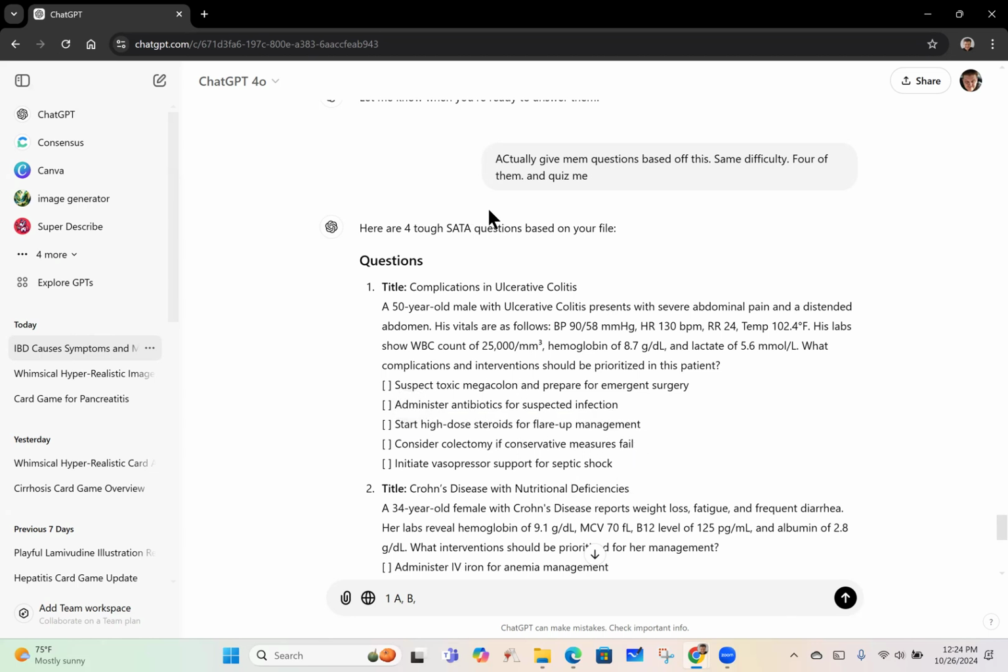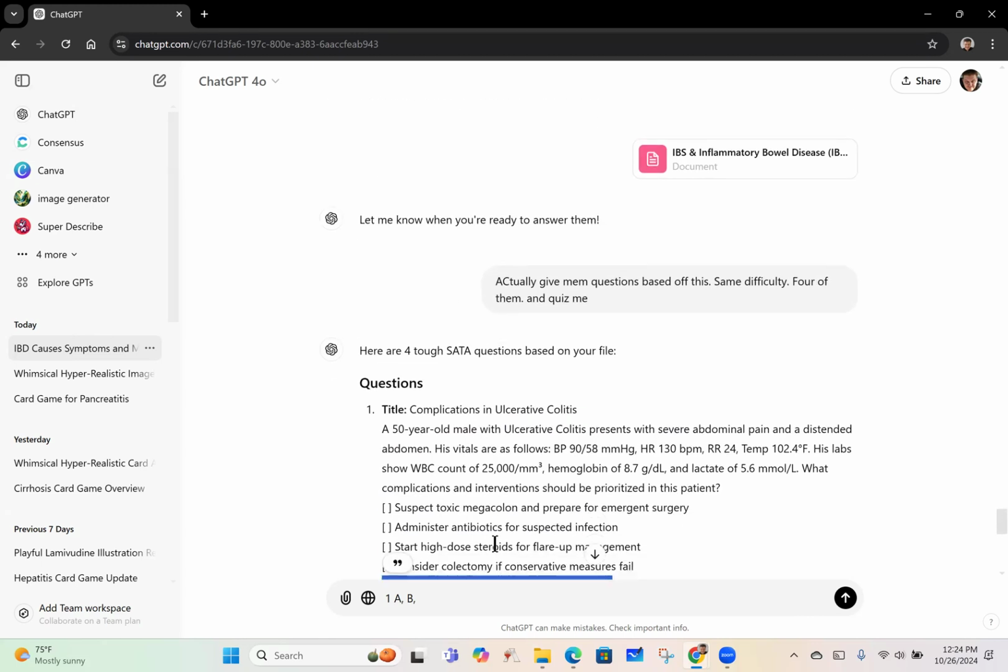I probably should ask NCLEX style questions because it's asking more management style questions, probably because I'm studying for my boards. That's probably why, right? But anyways, we have initiate vasopressor support for septic shock. Again, that's more of a MedSurg 3 question. So it kind of failed us here, made them too difficult. So I made it too spicy, right? So I would say make these more entry level NCLEX level questions. Give me just 1 for now.